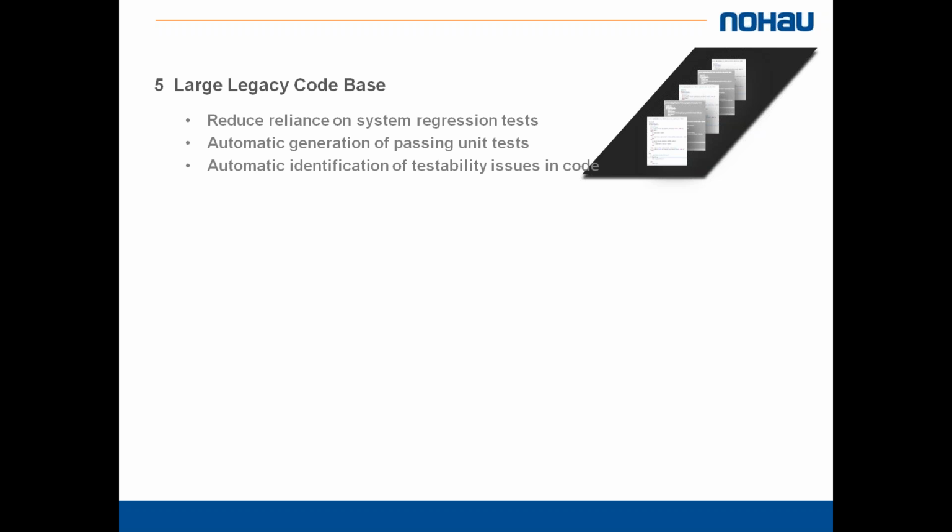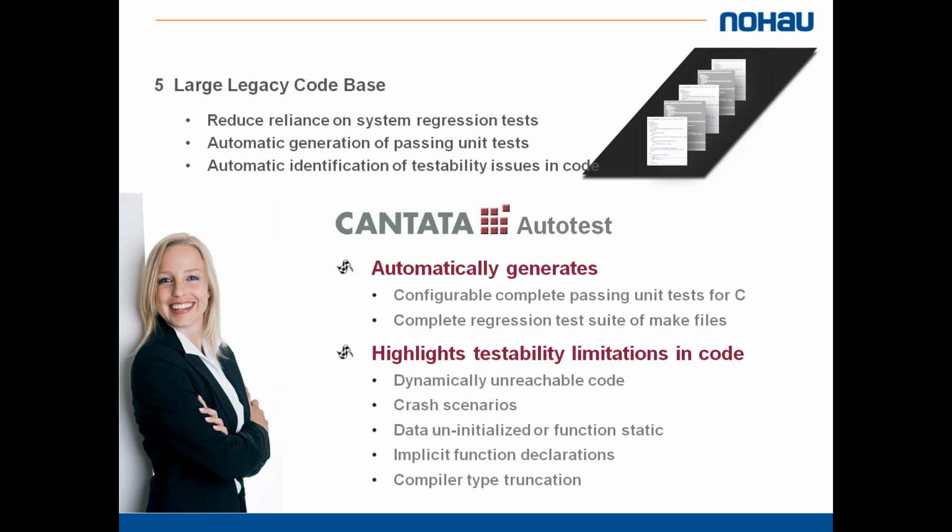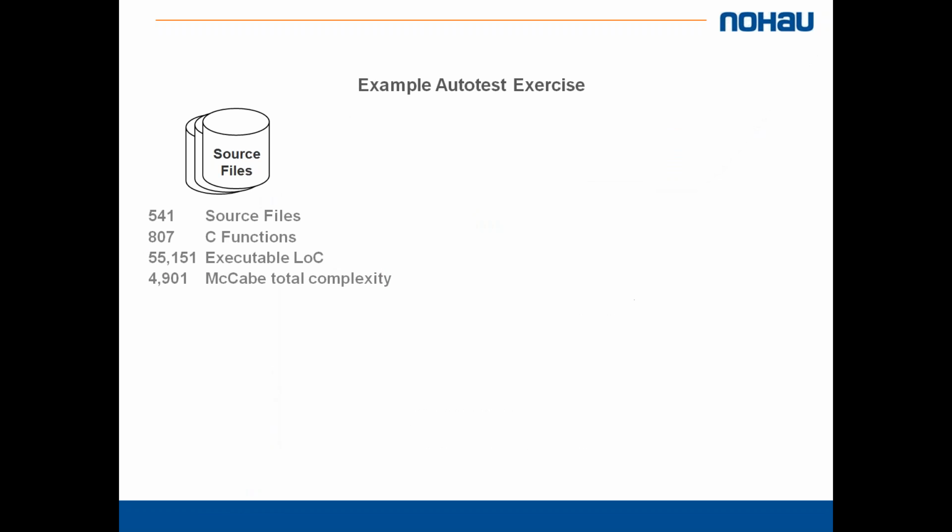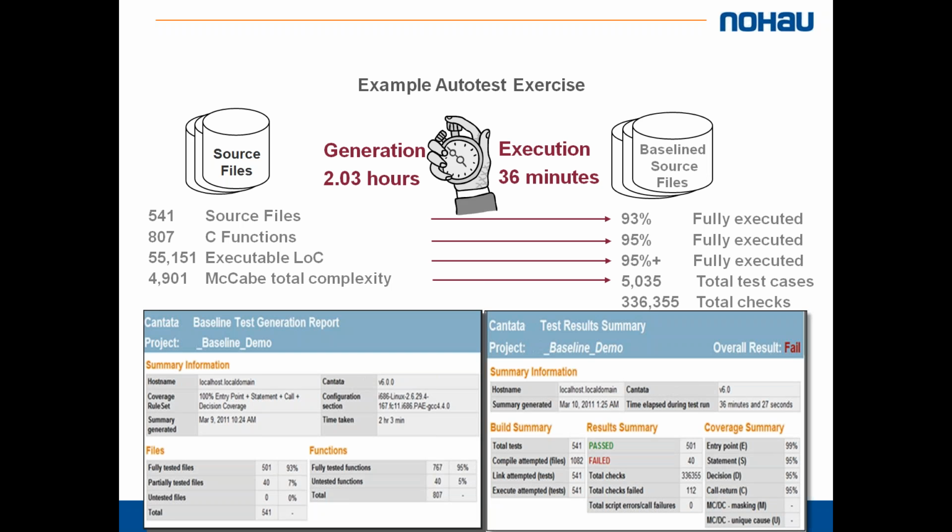So in one way you could say that what we call the autotest in Cantata, that automatically generates your test cases, is a way of cheating the test process. But it can also be useful for generating regression tests for legacy code. And the autotest parses your code, generates as many test cases as it can find to get a certain level of code coverage.